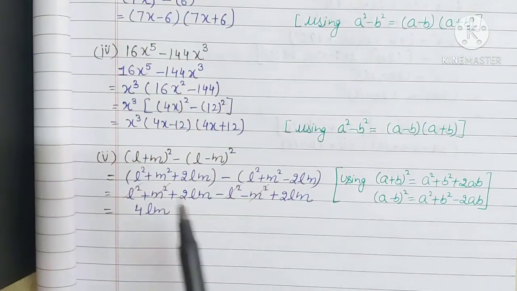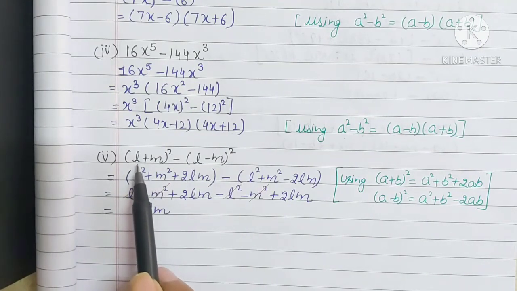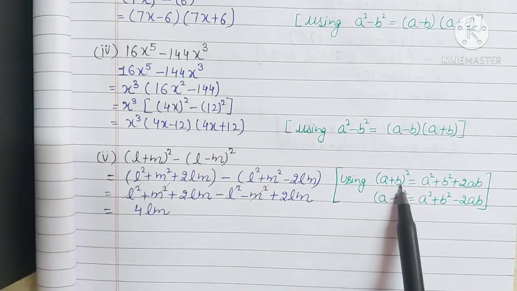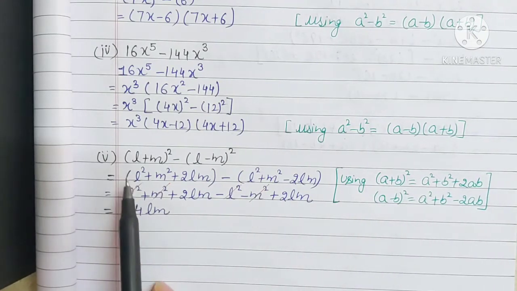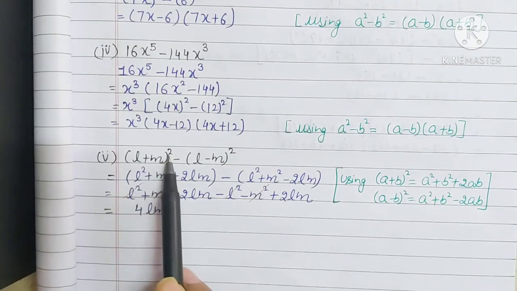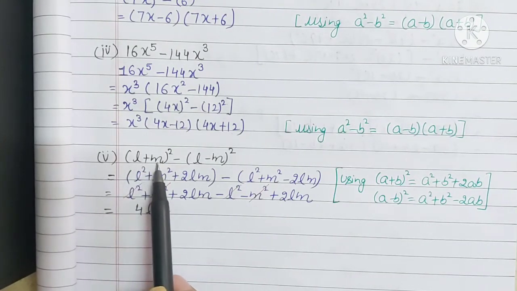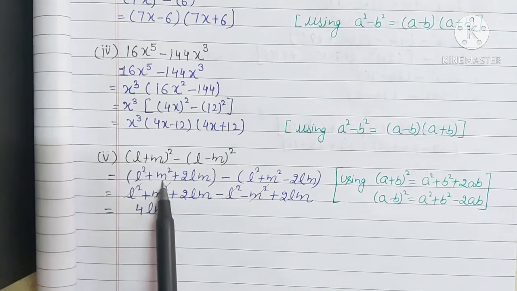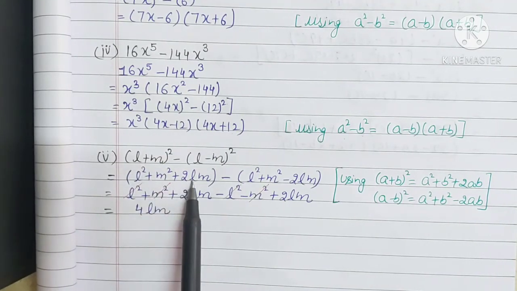Fifth part of the question. Observe carefully. Now here we are going to use these two identities, (a plus b) whole square and (a minus b) whole square. How? Just see. It is (L plus M) whole square. So what is (L plus M) whole square? It will be L square plus M square plus 2LM.